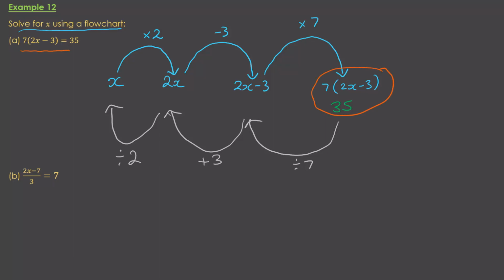So, 35 divided by 7, well that's 5. Then I'm going to add 3 is 8, and then I'm going to divide by 2 to get 4. And then I can read the answer from this end. I get x equals 4. I can always substitute back in to check. If x is 4, 2x is 8, take away 3 is 5, multiply that by 7, does give us 35.